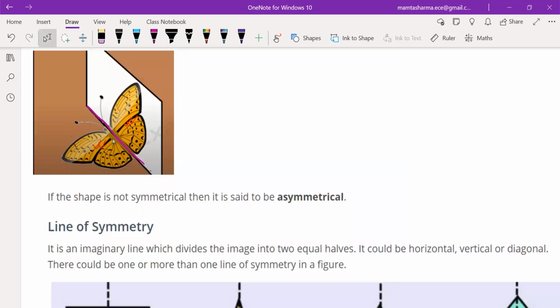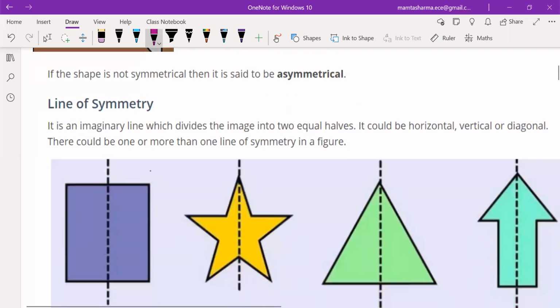Ma'am, that butterfly, we are seeing the same thing without the mirror also and with the mirror. Yes, with mirror, without mirror. I'm just telling you the effect of the mirror image. What is the mirror image? When you put the mirror and you see the image of that part in the mirror, that would be the mirror image.